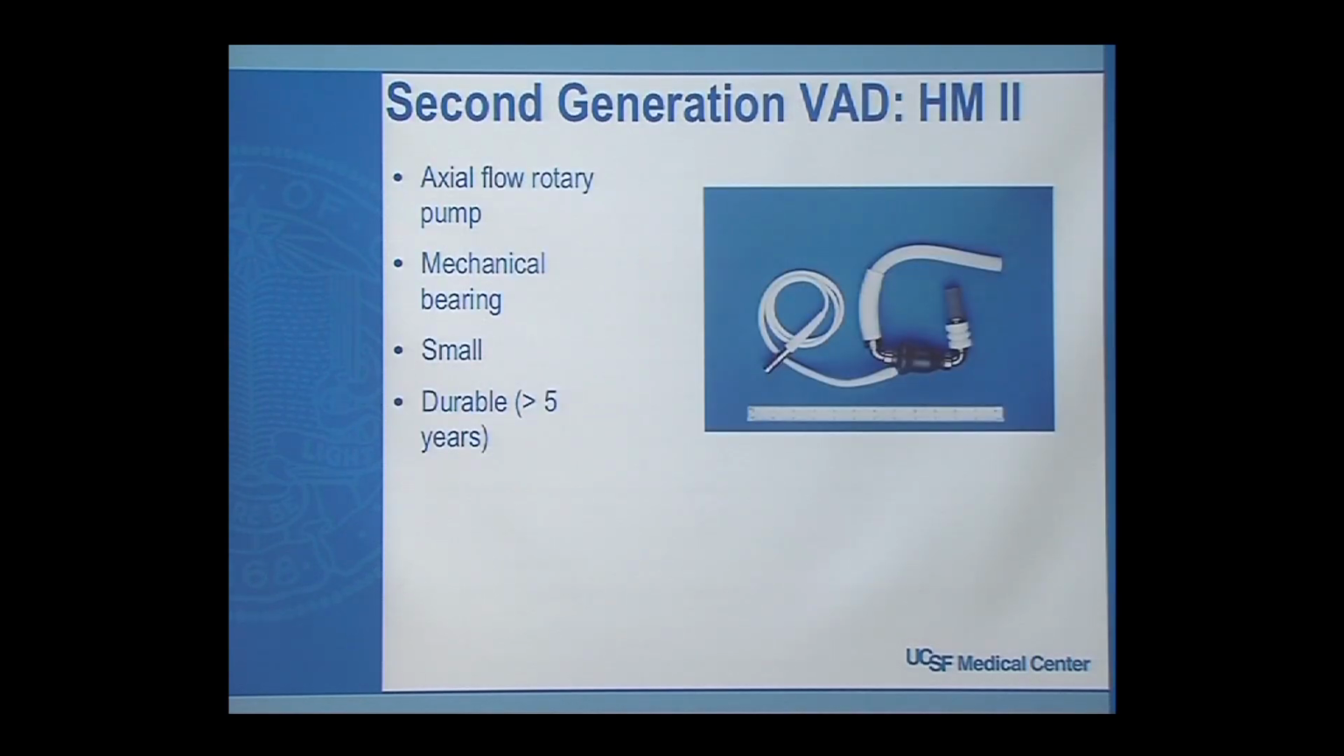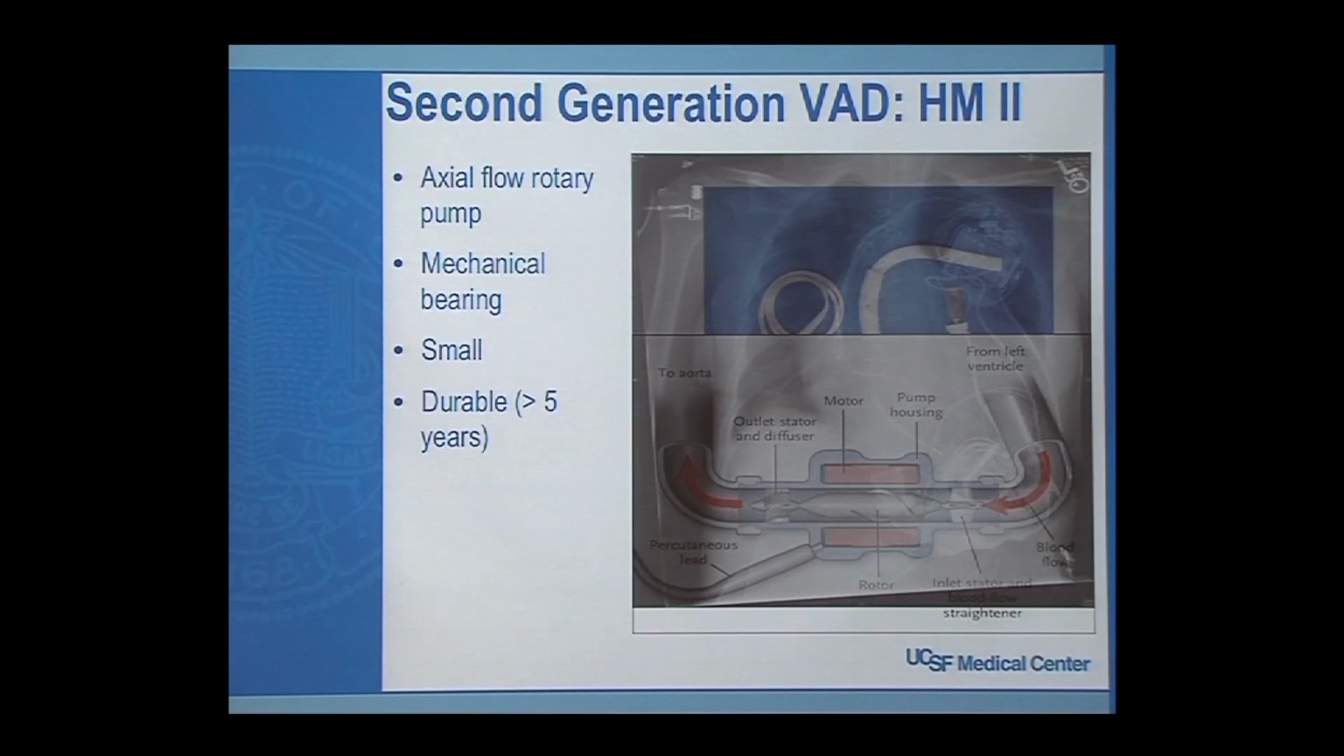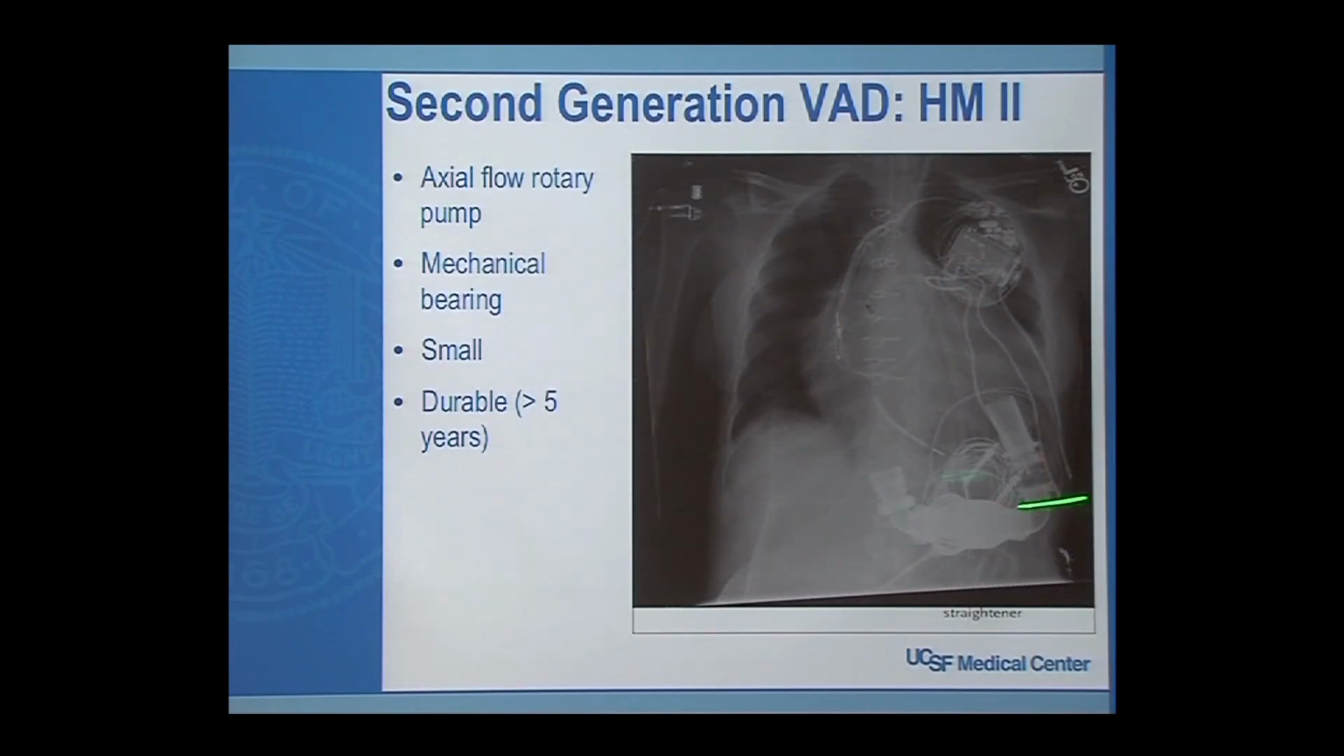Moving to the second generation, again, they're much, much smaller, maybe about 10 inches or so. And they have mechanical bearings that spin the blood around and push the blood through the pump. And they're very durable, more than 5 years, 5 or 6 years. And again, then you probably have to do another surgery to change the pump. If you look at the X-ray, you can see it's still in the abdomen, but much smaller than the other pump.